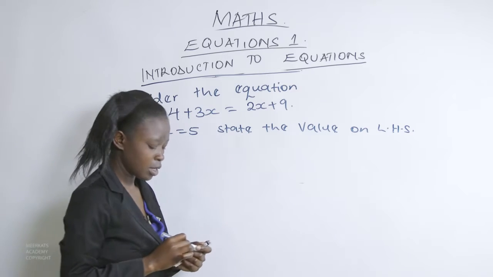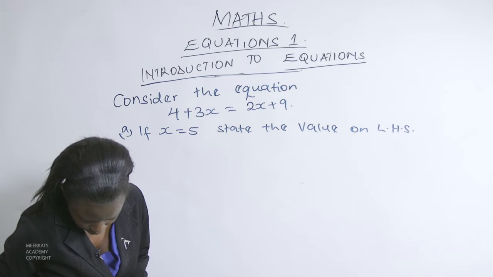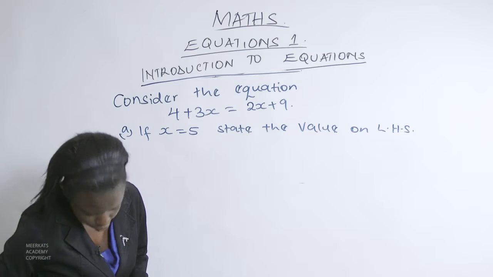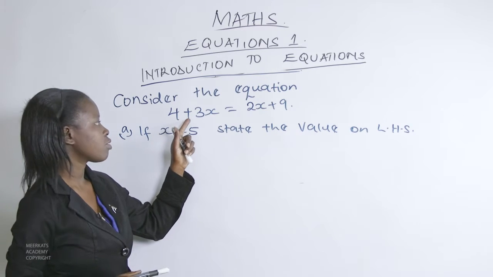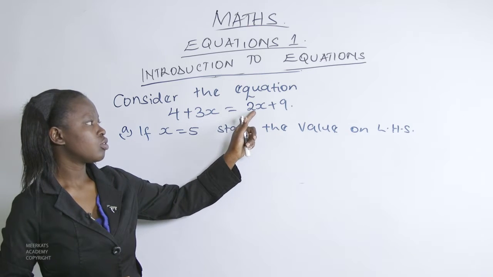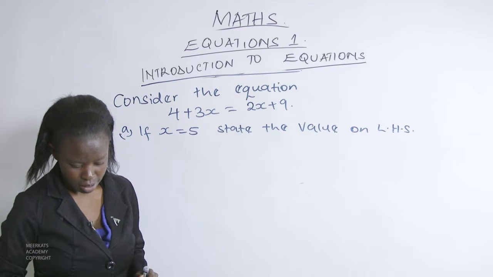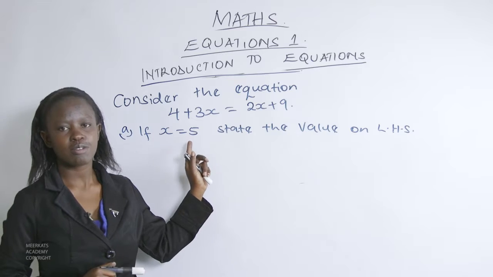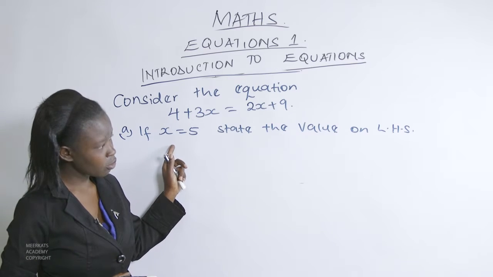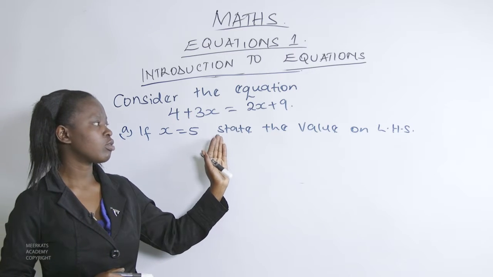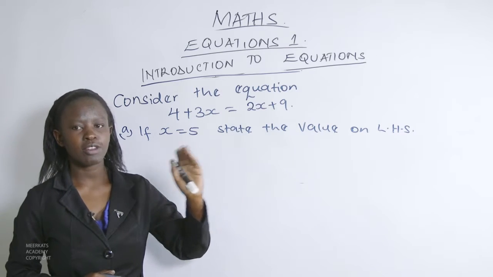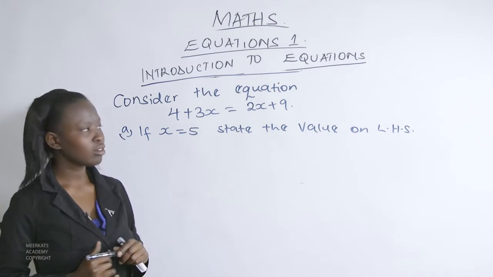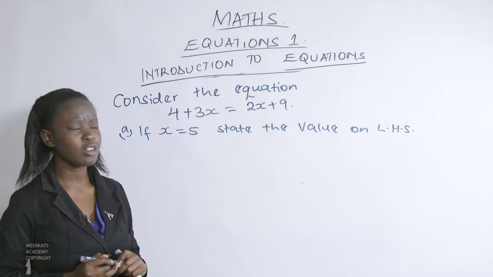So we have the equation on the board that we are to consider: 4 plus 3x is equal to 2x plus 9. We are asked, if our value for x is 5, we are supposed to state the value on the left hand side. So what do we have on the left hand side?